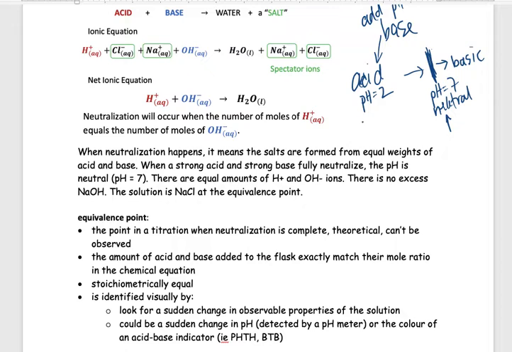So basically it'll be colorless, colorless, colorless, all the way through. Even when you hit this point here, it's still colorless. But then one more drop of this base that's added in will change the color. Okay, so now it'll become pink, like that. Once it goes pink, you've passed this point here. So this is actually the equivalence point.